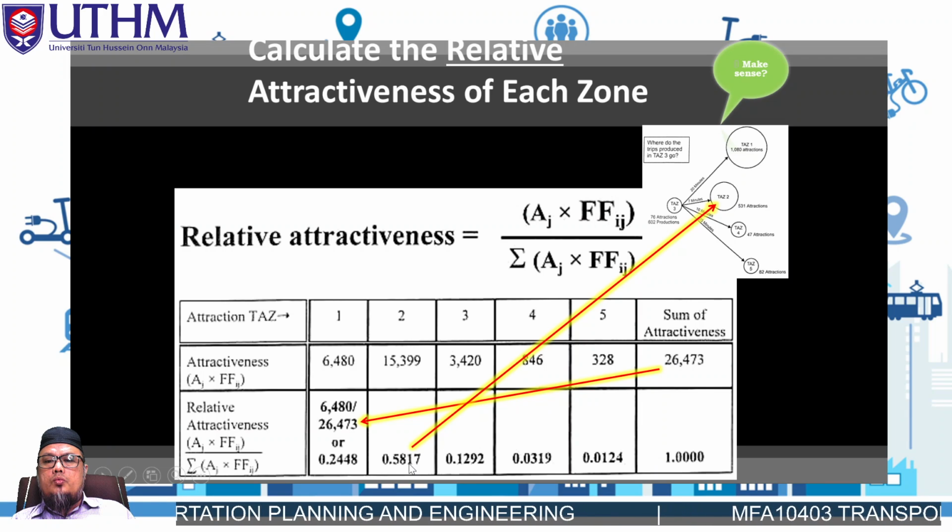So we can see here the relative attractiveness index is higher in zone 2, because zone 2 has a much shorter travel time. Then they attract more trips, and also the relative attractiveness is dominant.